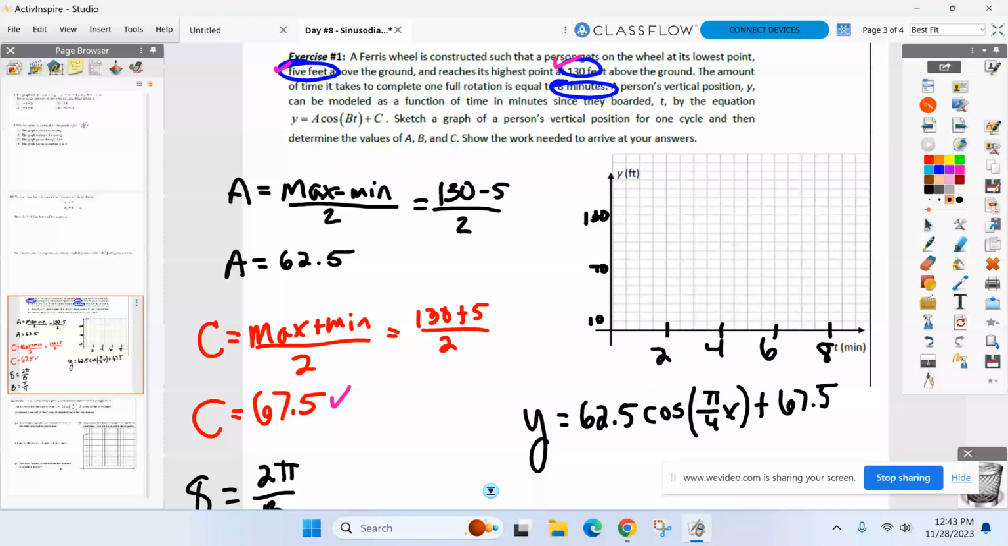Read through the problem. Where does this person get on? At the lowest point, right? So it's actually flipping it on you here. And also, think of a Ferris wheel. Are you really taking one big giant step up to 130? Probably not, right? So we have to get on at the lowest point.